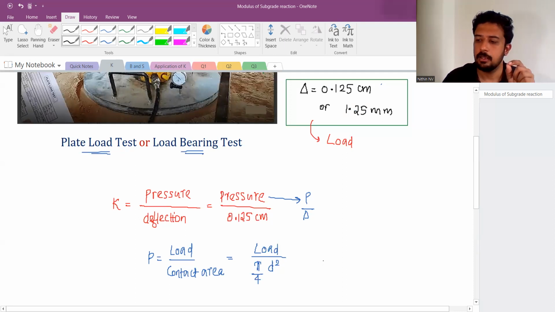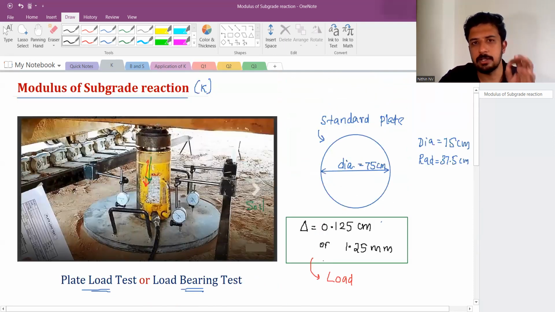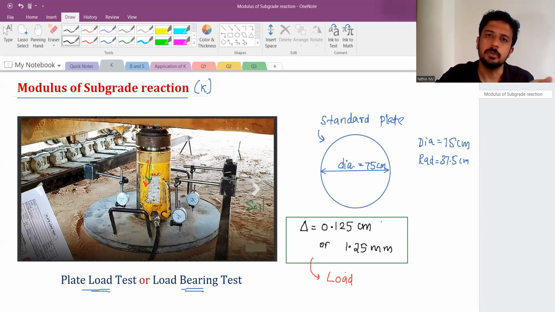But actually, even though the standard diameter is 75, it is not mandatory that we have to use 75 centimeter always. You can use 60 centimeter diameter also. You can use 45 centimeter diameter plate also. You can use 30 centimeter diameter plate also. Like that, so many diameters, small plates also are available for the test. You can use any diameter, no issue. The standard diameter is 75.